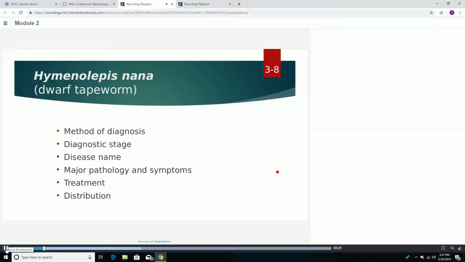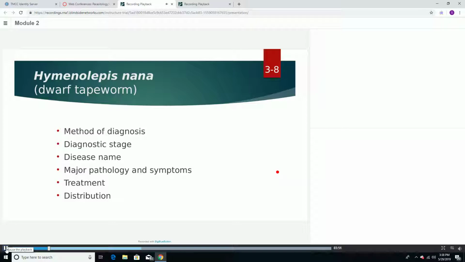And then it's common for people to do an auto reinfection. So if somebody is excreting the eggs in the feces, they could possibly do a hand to mouth fecal oral route and reinfect themselves. The diagnostic stage is going to be the egg, and we have a picture of that on the next slide, so we'll just wait to go over the egg whenever we get there.